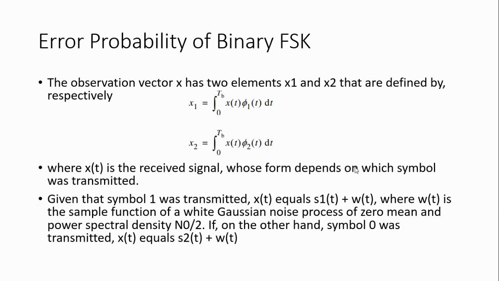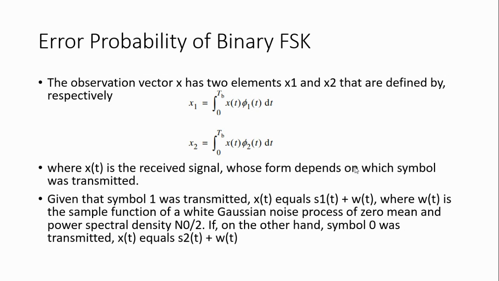The error probability of binary FSK. The observation vector x has two components, x1 and x2. x1 is equal to the integral from 0 to Tb of x of t times phi 1 of t dt. x2 is equal to the integral from 0 to Tb of x of t times phi 2 of t dt. Here x of t is the received signal, whose form depends on which symbol was transmitted.